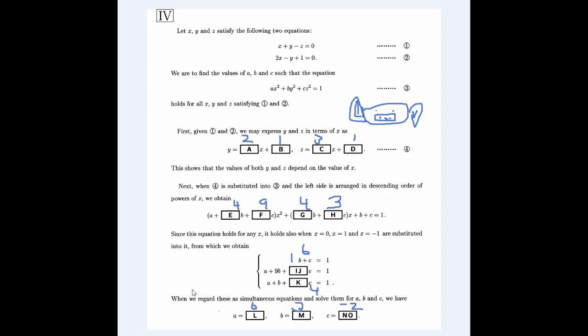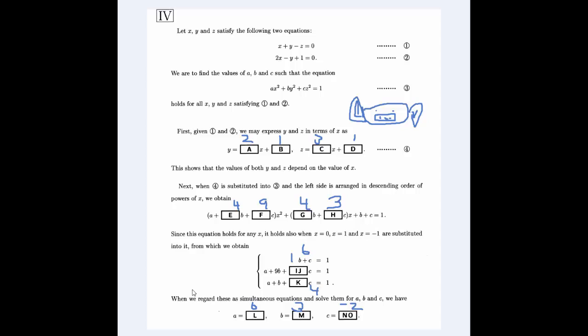Let x and y and z satisfy the following conditions. 1: x plus y minus z equals 0. 2: 2x minus y plus 1 equals 0. We are to find the values of a, b, and c such that the equation ax squared plus by squared plus cz squared equals 1 holds for all x, y, and z satisfying 1 and 2.